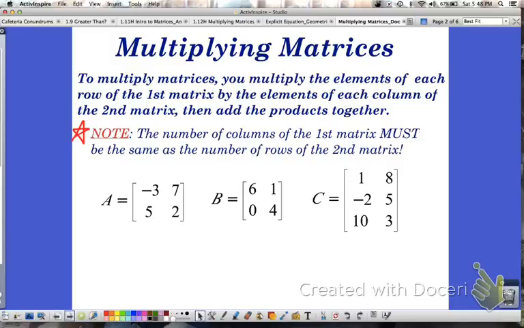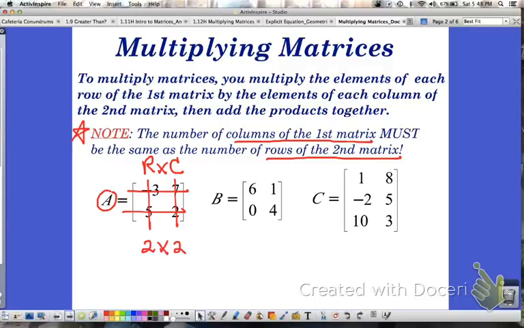You can't even multiply unless the number of columns of the first matrix equals the number of rows of the second matrix. This is what I mean. Hopefully you remember that the dimensions of a matrix are given by its number of rows by its number of columns. So I'm going to say that matrix A has 2 rows and 2 columns, so its dimensions are 2 by 2. Likewise, matrix B is a 2 by 2.